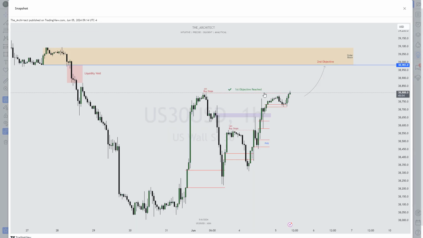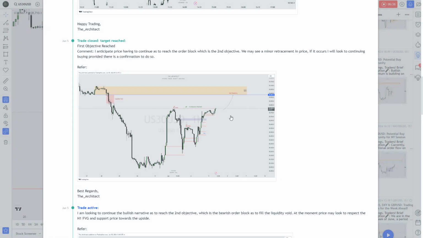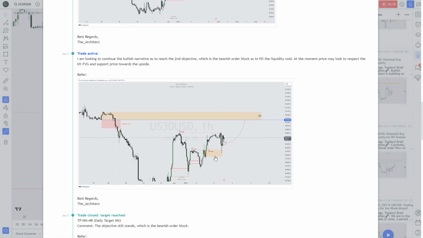We can see that the first objective was met, but we still have that liquidity void. One thing you need to understand, if the liquidity void has not been filled, continuously look to trade in that direction, right? So after these buy stops were taken, which is regarded as external range liquidity, there's a possibility that price was going to look to draw into internal range liquidity. So I was still anticipating that further move of price into the second objective over there, right?